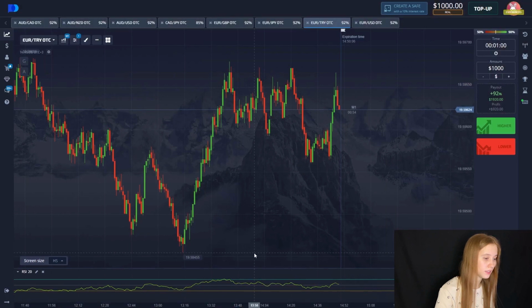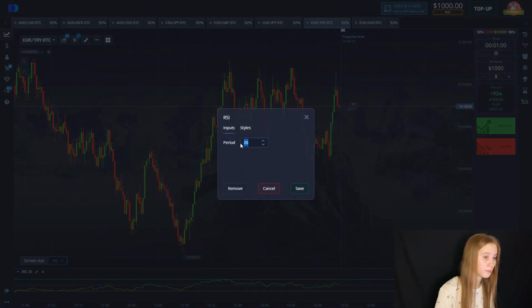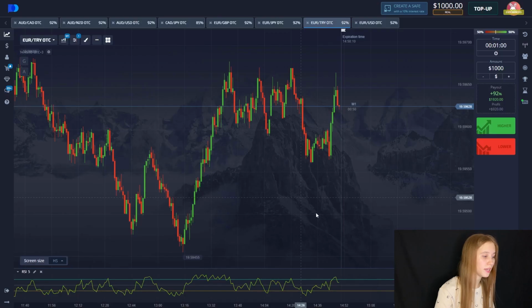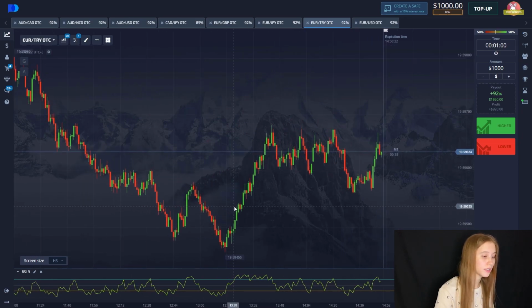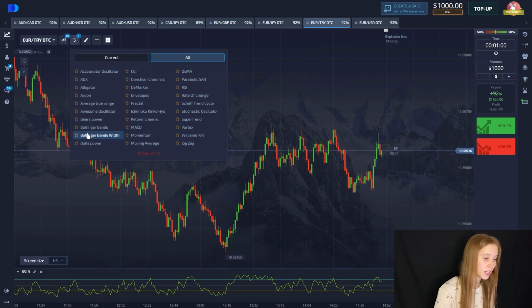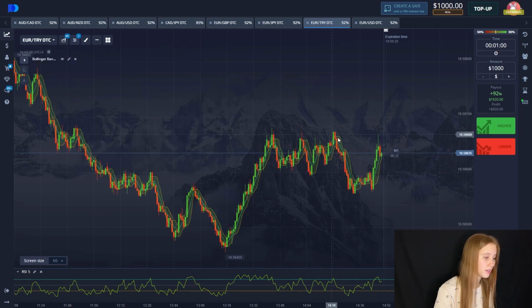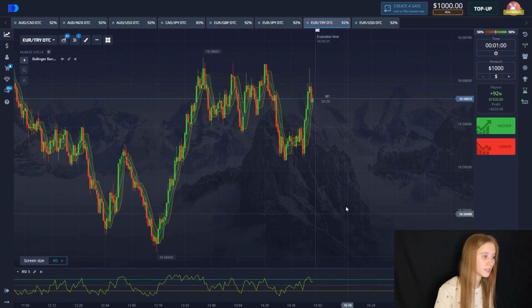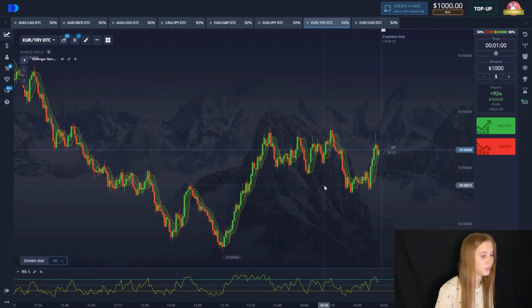Let's leave the RSI with the right period. This will be a period of 5. Period 5 on the 1 minute time frame filters out the different price noises and more accurately allows us to enter the trade, and let's pick up the second indicator. It will be Bollinger Bands, and in general the combination of these indicators is a very good strategy for trading.